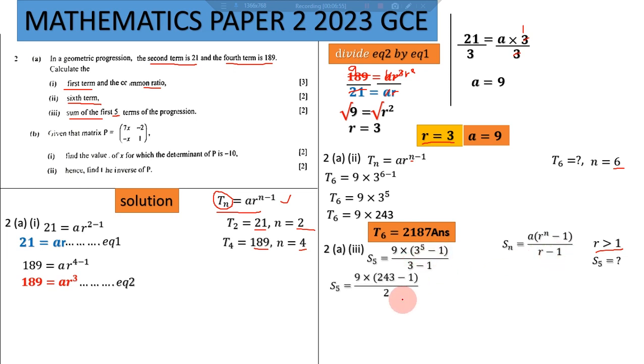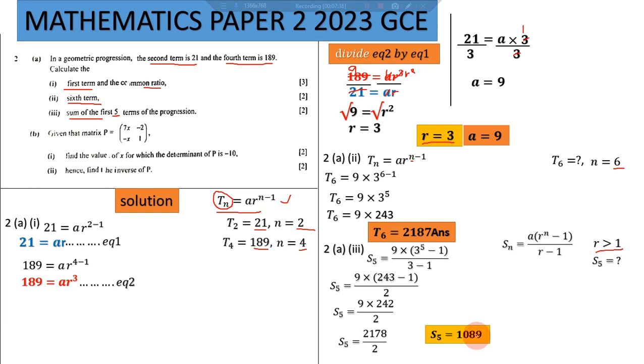Let us expand what is in the brackets. So 3 to the power 5 is 243, minus 1, divided by 3 minus 1 which is 2. Next, 9 times 242, since 243 minus 1 gives us 242. So 9 times 242, what is the answer? Good, 2178. Divide this number by 2 and we get our sum of the first 5 terms. So the final answer will be 1089. That is the sum of the first 5 terms.